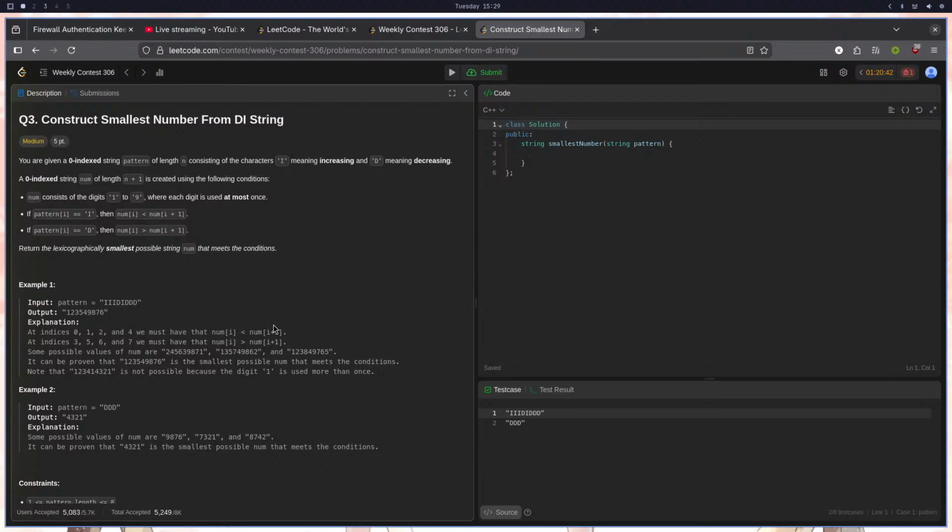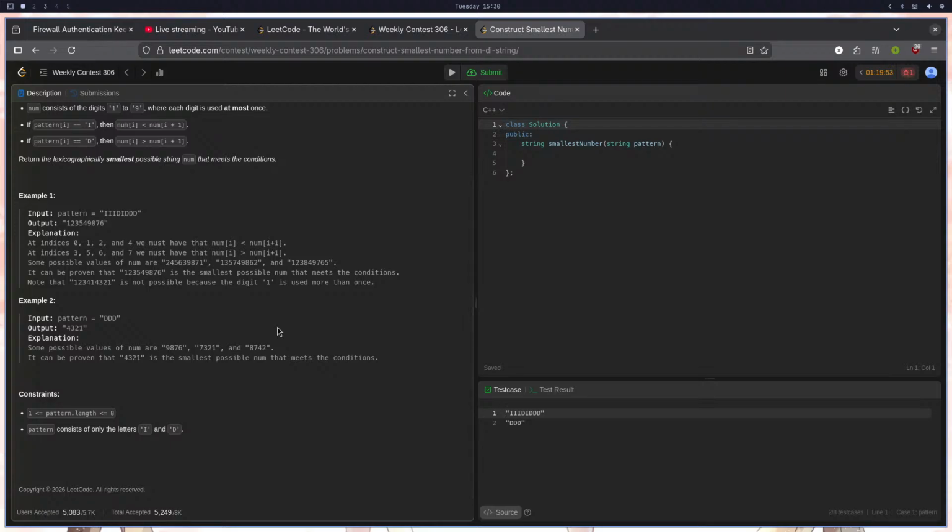Construct Smallest Number From DI String. DI string. Okay. You are given a zero-indexed string pattern of length n consisting of I meaning increasing and D meaning decreasing. One, two, three. The pattern length can only be up to 8. So what's stopping you from doing it exponentially? I don't understand.